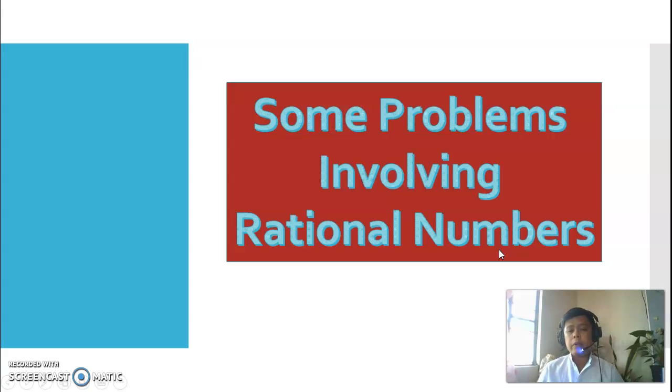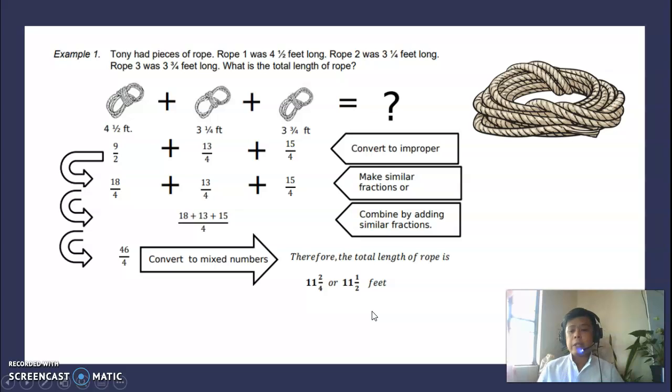Okay, so let's now move on to some problems involving rational numbers. So, sa part naman na to, i-apply natin yung mga natutunan natin, yung mga concepts kung paano ba mag-add, subtract, multiply, at divide ng rational numbers. I-apply natin siya sa mga word problems na pwede naman talaga natin siyang ma-encounter sa pang-araw-araw nating pamumuhay. Okay, so let's have example number 1.